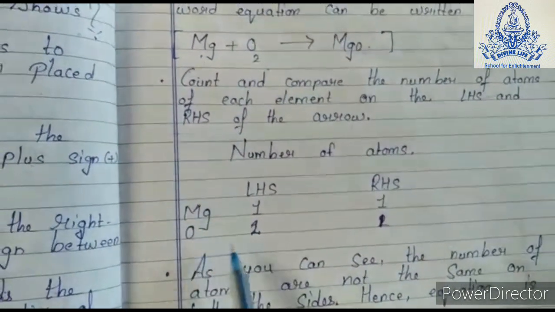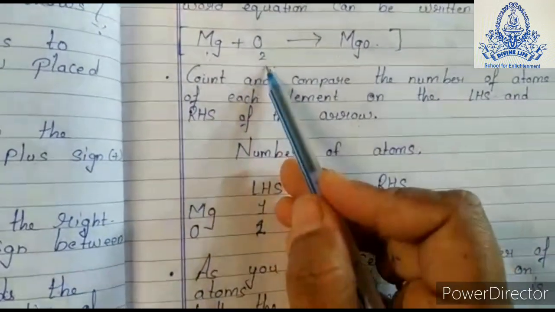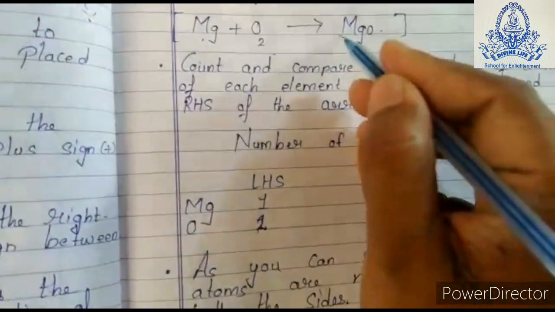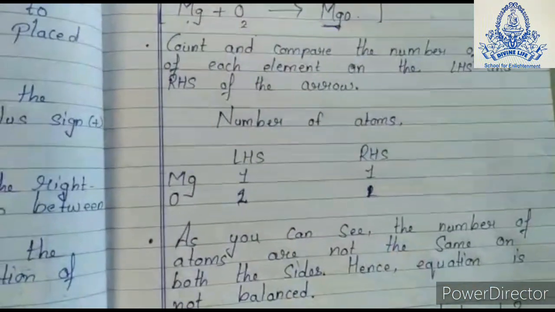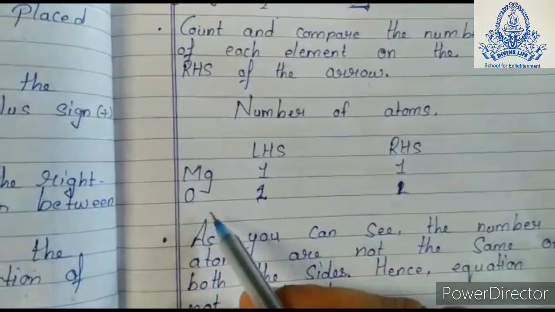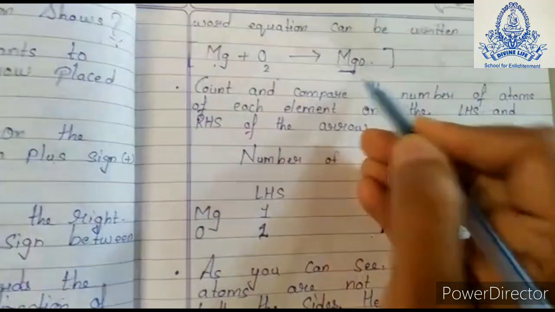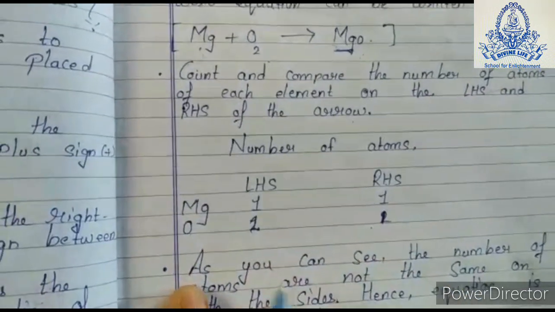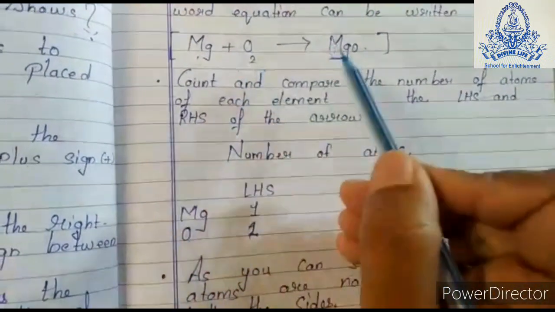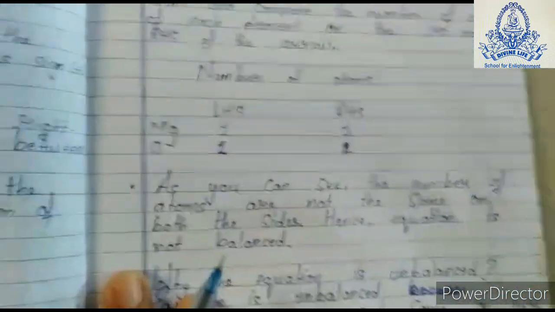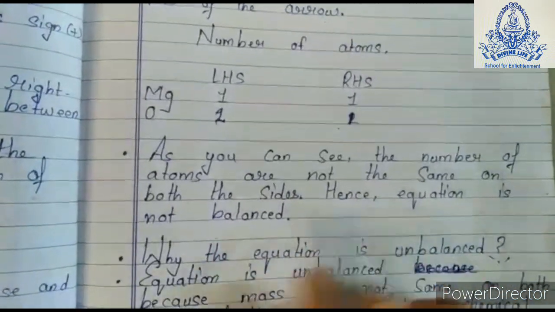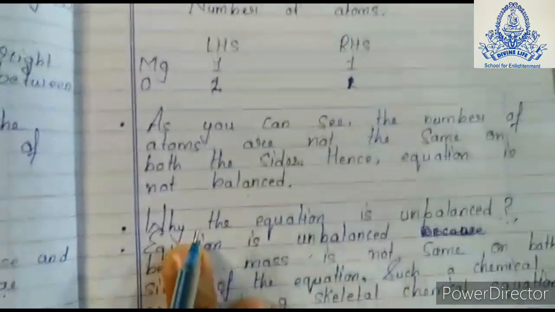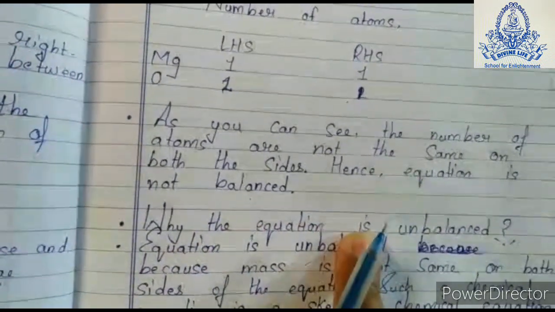Whereas oxygen on left hand side is 2. Can you see the 2? Whereas on right hand side, magnesium is 1. See here, it is 1. Can you see? Whereas on right hand side, the number of atoms of oxygen is also 1. Now, see here the difference between the left hand side and right hand side. On left hand side, the number of atoms of oxygen is 2, whereas on right hand side it is only 1. Hence, here the equation is not balanced, right? So another question is arising in our mind, why is the equation unbalanced?